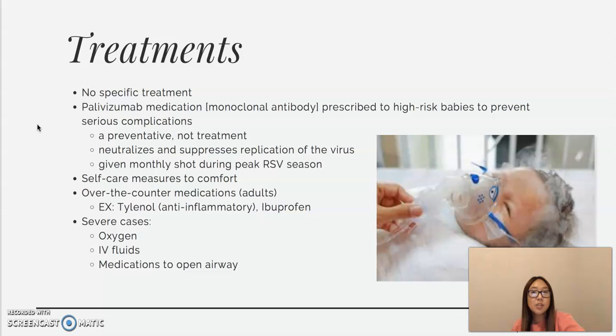There are no vaccines or specific treatments for RSV. However, there are preventative measures such as palivizumab medication, which is a monoclonal antibody prescribed to high-risk babies to prevent serious complications. And it neutralizes and suppresses replication of the virus and is given to these high-risk babies monthly, especially during the peaks of the RSV season. Other treatments could be self-care measures, over-the-counter medications, or in severe cases, oxygen, IV fluids, or medications to open the airway.